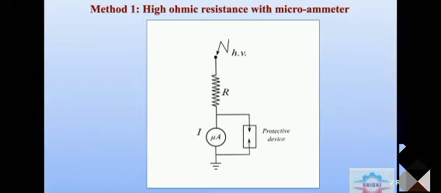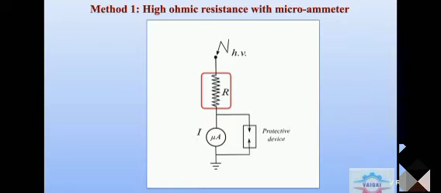So, let us see the methods used for high voltage direct current. Method 1 is high ohmic resistance with microammeter. That is the first method. High DC voltages are usually measured by connecting a very high resistance, that is a few hundreds of megaohms, in series with a microammeter as shown in the figure.